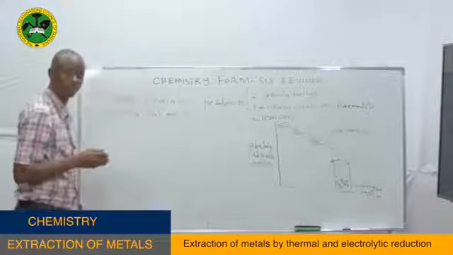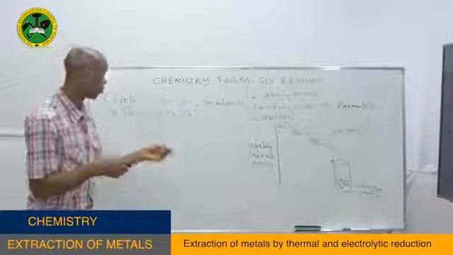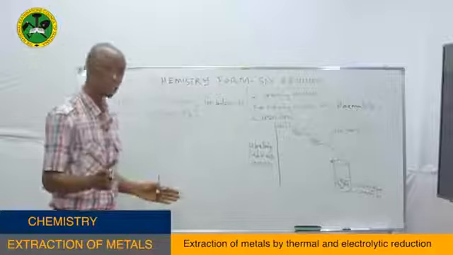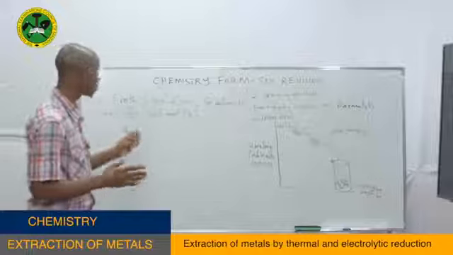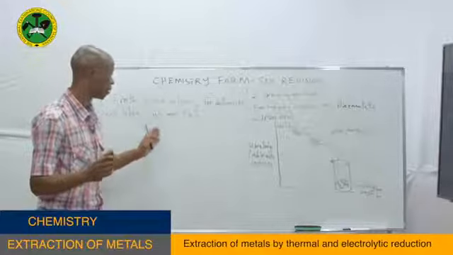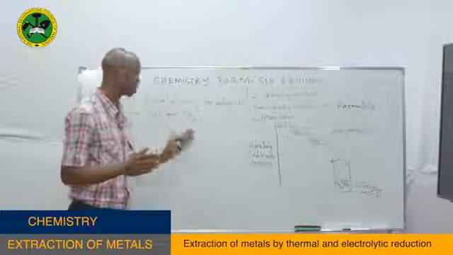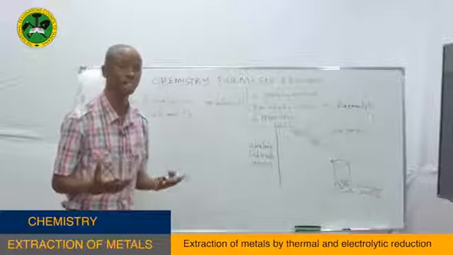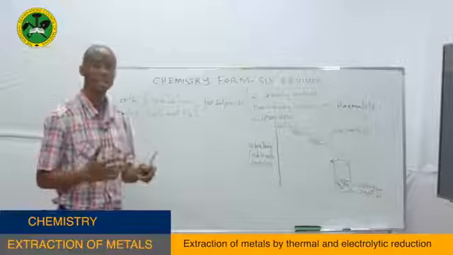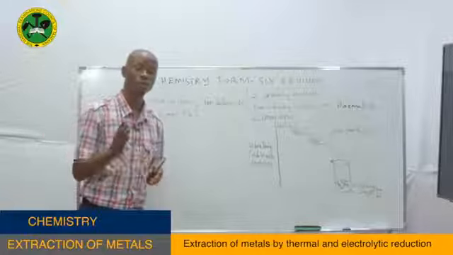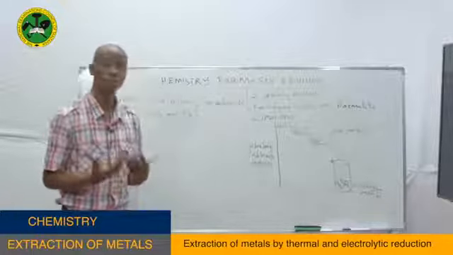Now, these ores are associated with impurities. How are the impurities removed? It is very simple. The impurities which are associated with these ores are always hydrophilic. That means they are wetted by water. But these ores themselves are wetted by oil. That means they are hydrophobic.